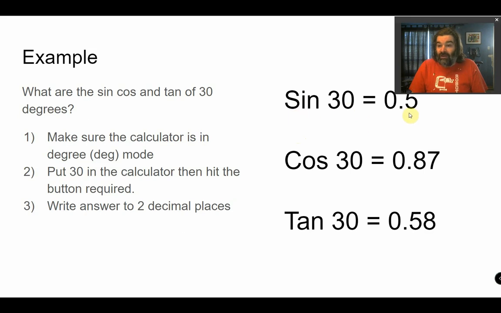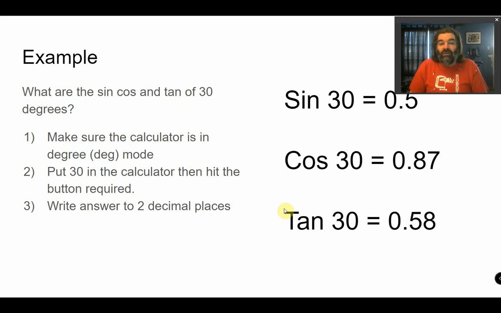Put 30 in, hit sine, 0.5. 30 in, hit cos, 0.87. 30 in, hit tangent, 0.58. By the way, you're going to get a whole string of numbers. I don't need you to write them all. Just round it to the nearest second decimal place, okay? So just give me 2 decimal places, round it up or round it down depending on which one it is. So that's what I want you to do first.